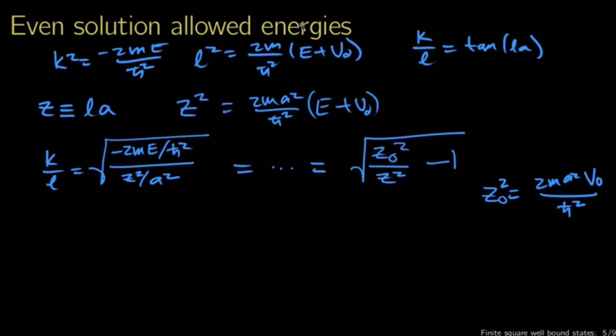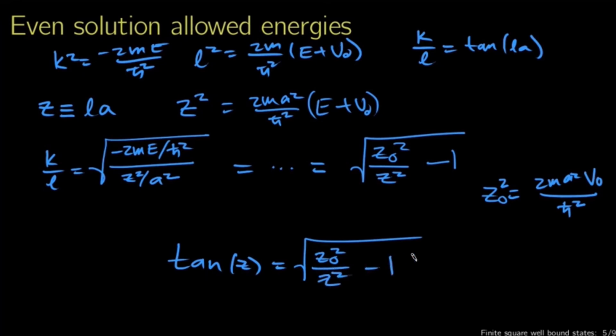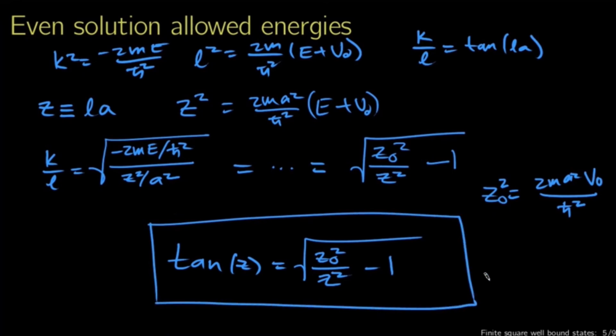That means the equation that we're actually working with, we haven't really made that much progress towards solving it, but we have transformed it into a form that's easier to reason about. We have the tangent of z is equal to the square root of z naught squared over z squared minus 1. Keep that equation in the back of your mind. We'll come back to it in a moment.